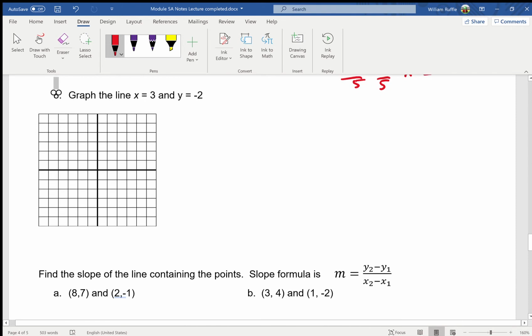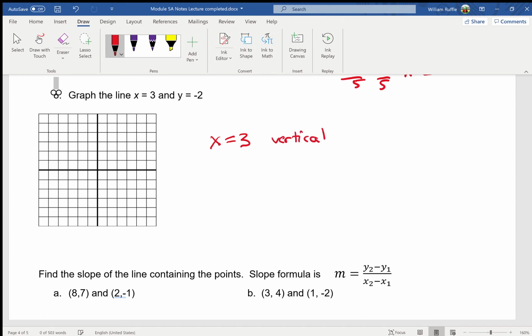Alright, the next question here. Graph the line x equals 3. Now, if you remember from the notes early up there, when it's x equals something, it's a vertical line. So what I must do is I must go to where x equals 3. So 1, 2, 3, that's where x equals 3. And then literally I have to just go up or down. It does not matter what other point I do. I just have to make sure this is a vertical line. So this is x equals 3.